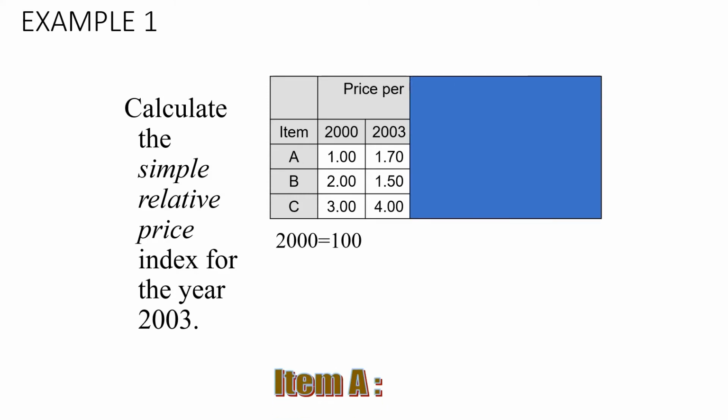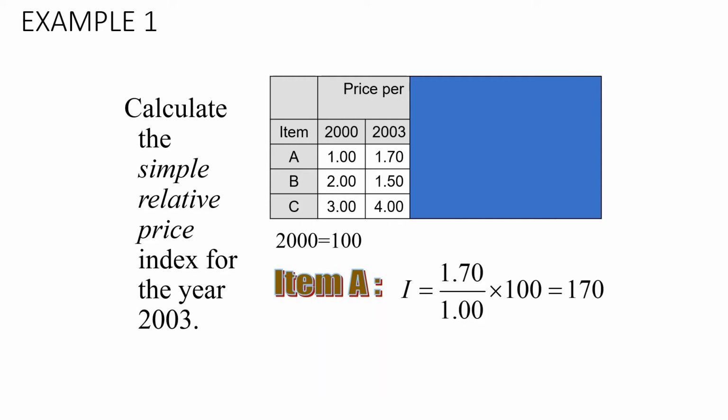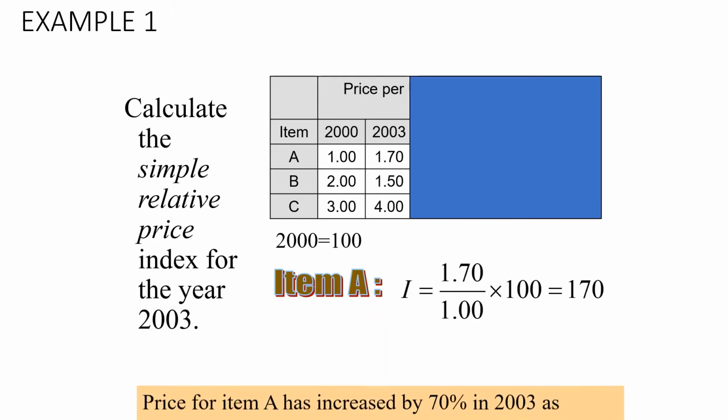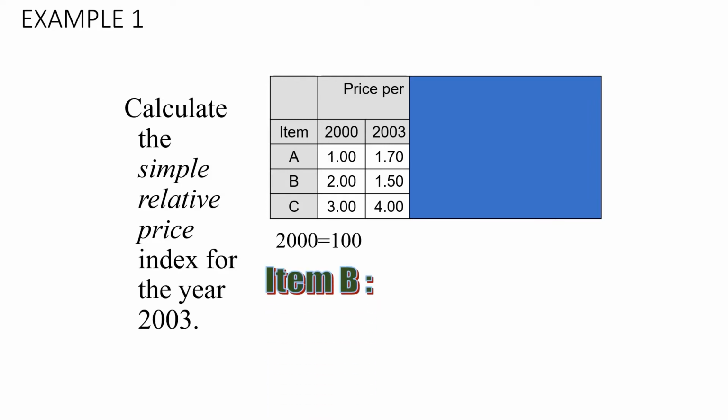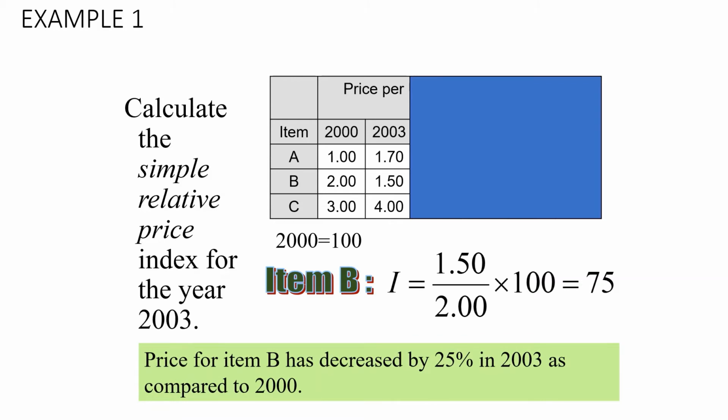For item A, the simple relative price index, I, is equal to 1.7 divided by 1 multiply by 100, which is equal to 170. Interpret. Price for item A has increased by 70% in 2003 as compared to 2000. For item B, the simple relative price index, I, is equal to 1.50 divided by 2 multiply by 100, which is equal to 75. Interpret. Price for item B has decreased by 25% in 2003 as compared to 2000.